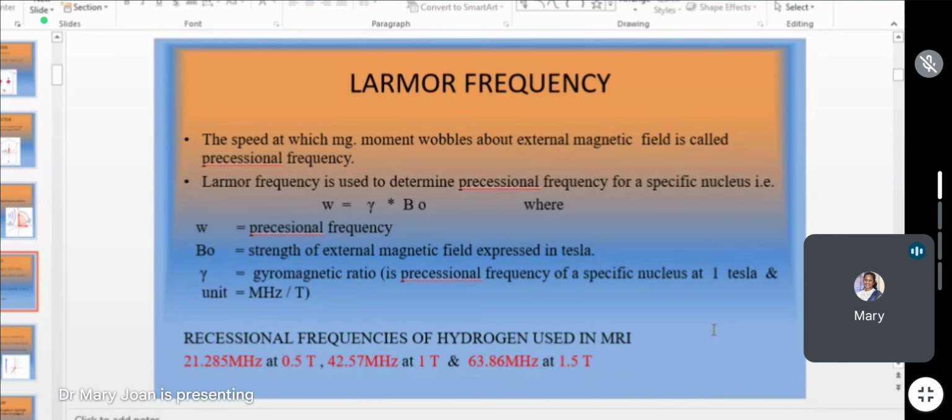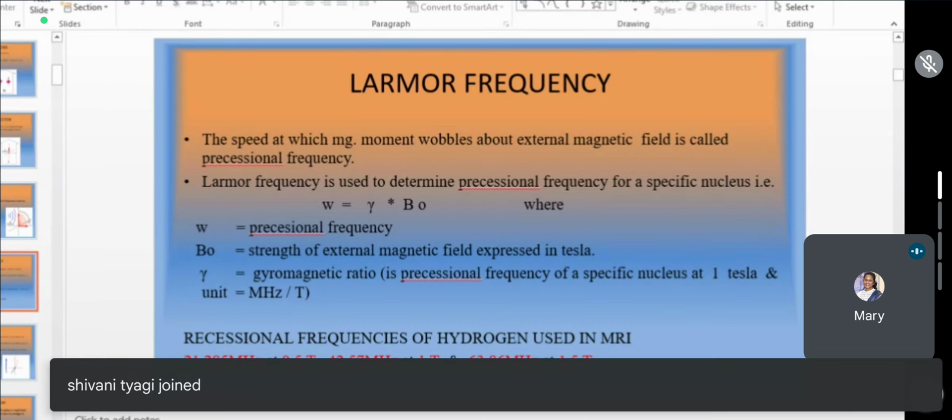So the precessional frequencies of hydrogen used in MRI are 21.285 megahertz at 0.5 Tesla, 42.57 megahertz at 1 Tesla, and 63.86 megahertz at 1.5 Tesla.